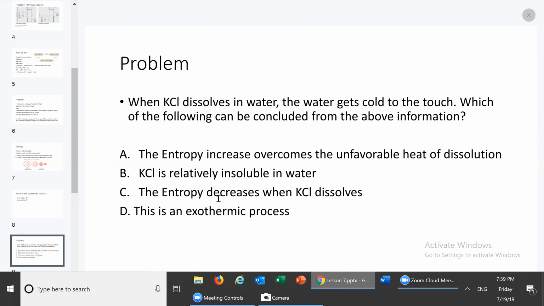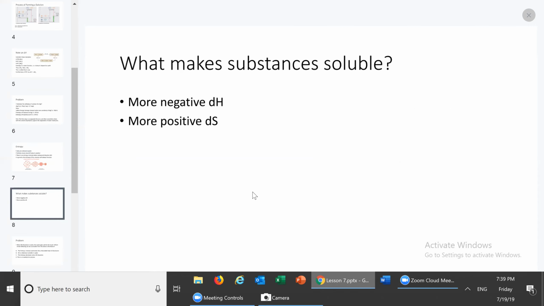So the claim is that entropy decreases when potassium chloride dissolves. Let's evaluate this claim. If we have a decreasing entropy, what's the sign of delta S? Is it positive or negative? Delta S should be negative if the entropy decreases, right? Delta S means change in entropy, so obviously if you decrease entropy, the change will be negative. That means if this statement were true, we would have a negative delta S and a positive delta H. Both of these factors are unfavorable.